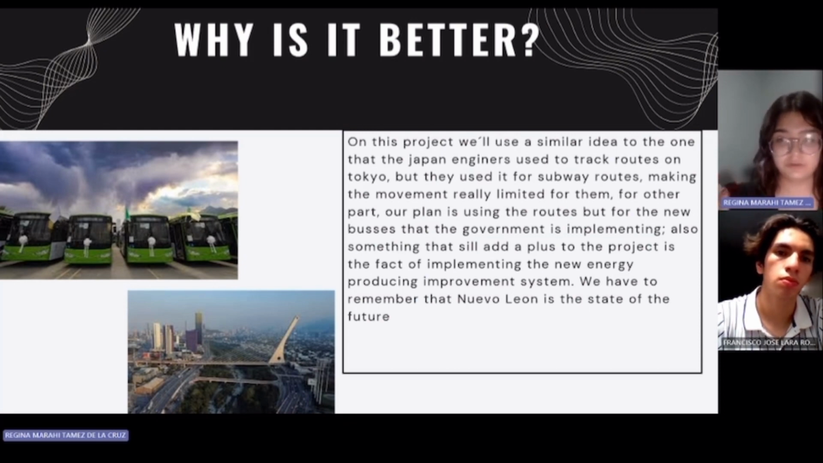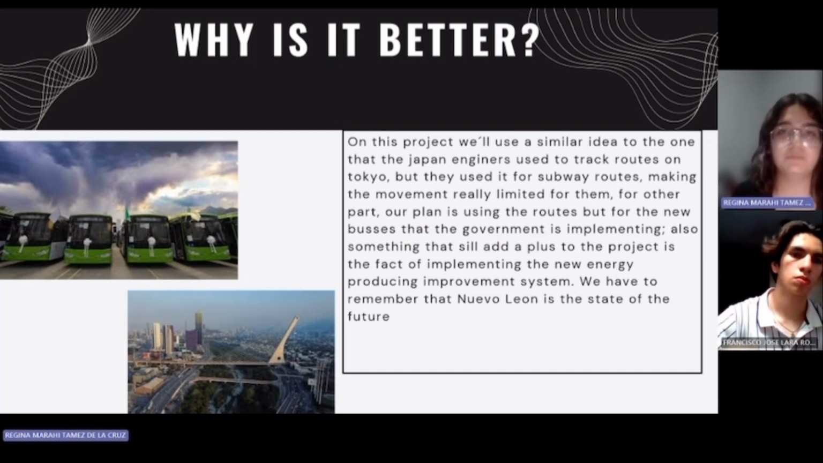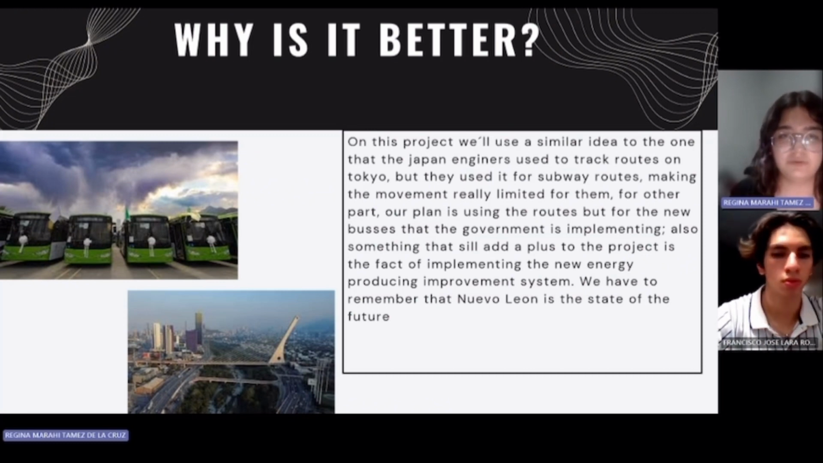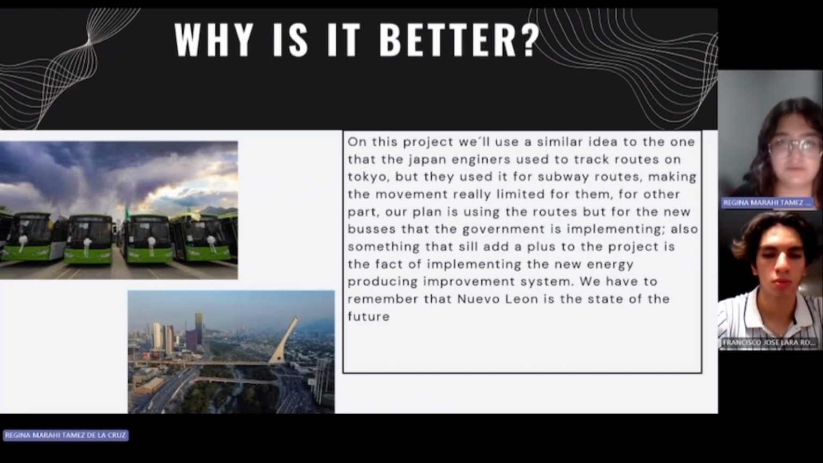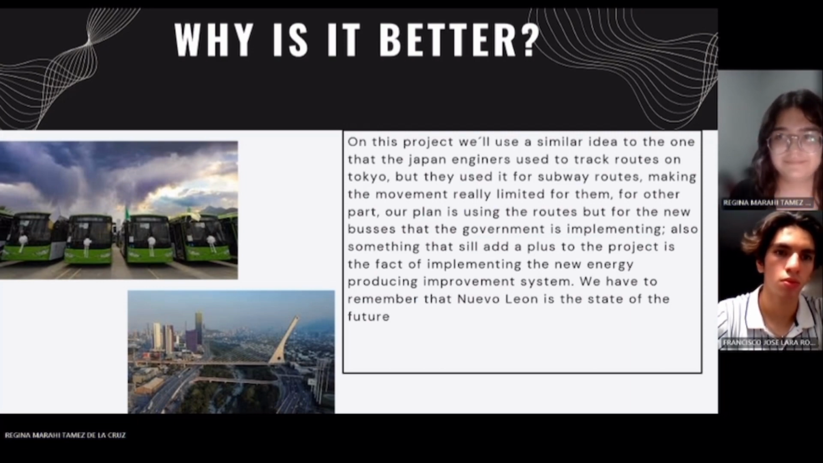This can be a really good idea for Nuevo León because, as we know, Nuevo León is the state of the future, and the state with the best technological sources in Mexico. So with this project, we want to produce a lot of changes in public transportation and improve it in a better way.